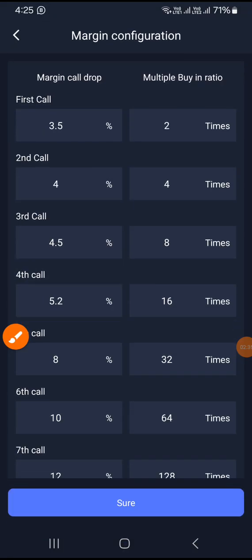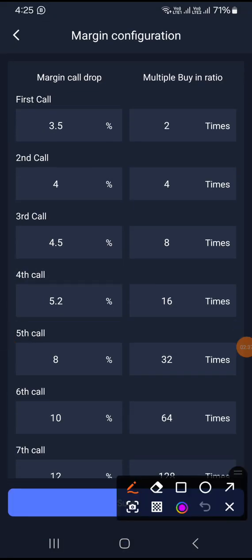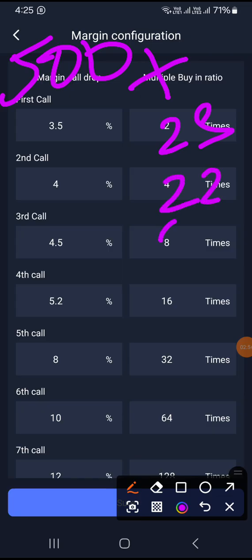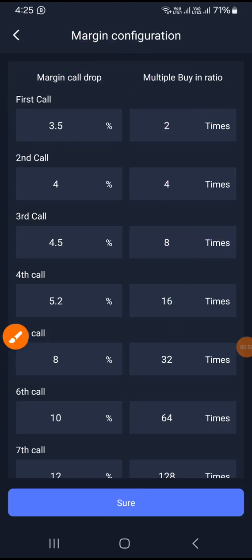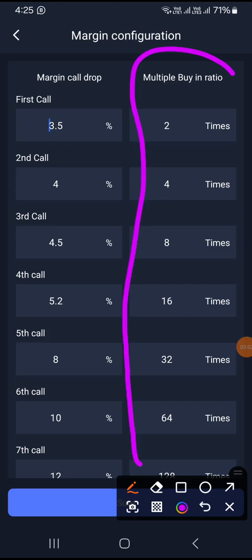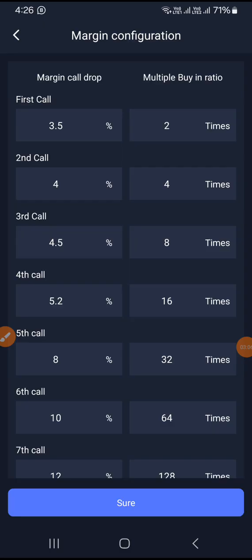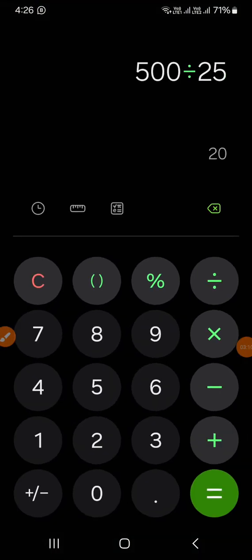This is where we said we want to buy each call with $25. How do you buy with 25? Remember, your first buying amount is 500, so 500 has to multiply with the digit here, and each digit you put here, when multiplied by 500, has to give you 25. How do you do it? We are in the multiple buying ratio side, so we want to look for that digit that when you multiply it with the 500, you get 25.